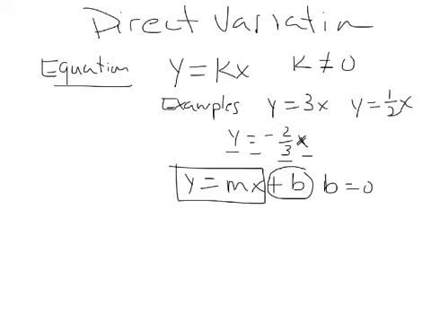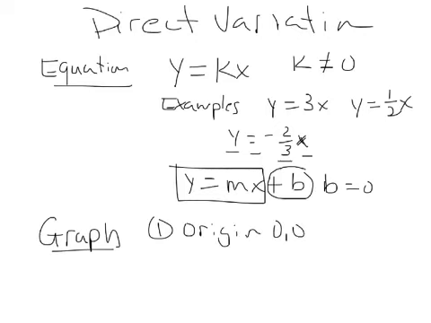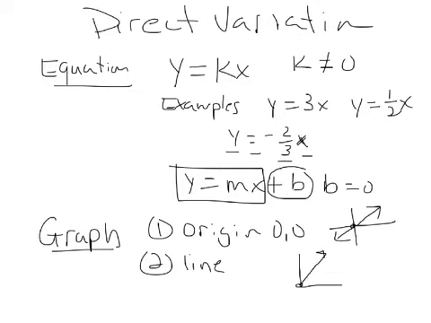The graph of this, because it has a b of 0, goes through the origin. So it must pass through 0, 0. And the second part is the graph must be one straight line. Here are some examples of a direct variation. This is a direct variation because it's a straight line and goes through the origin. This is one that's just in the first quadrant. And this is one that goes downhill. The only rule is straight line through the origin, so it must pass through 0, 0.